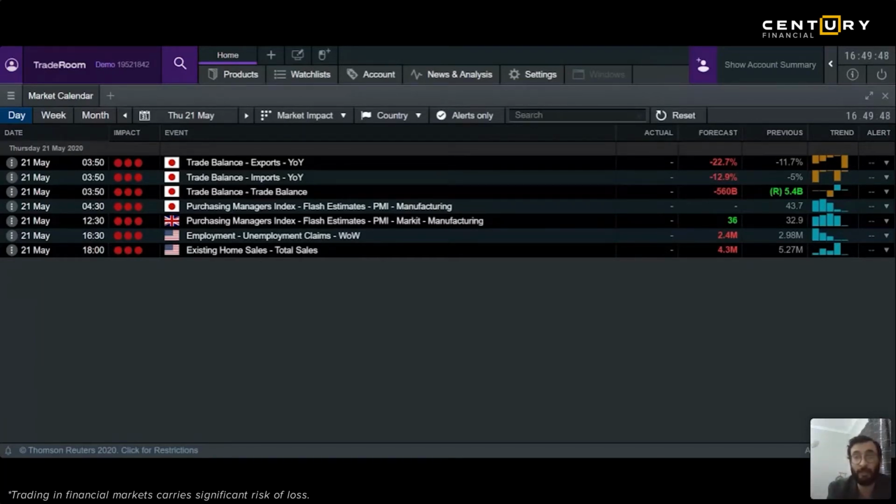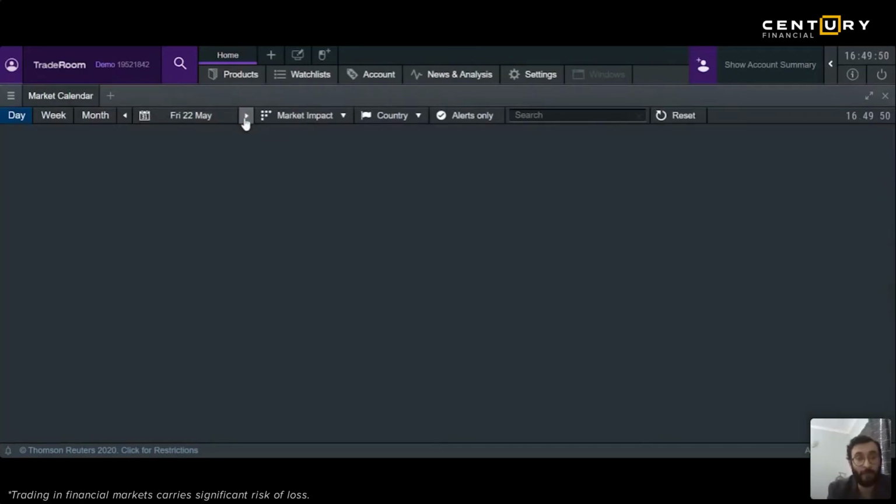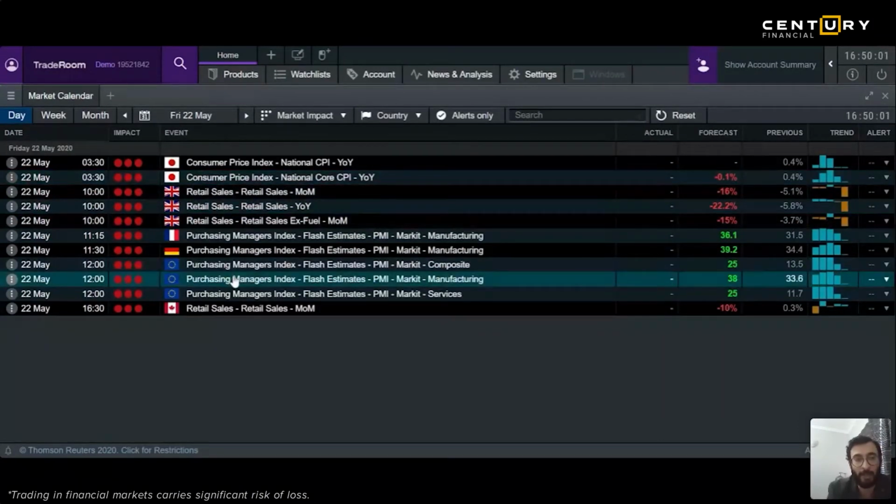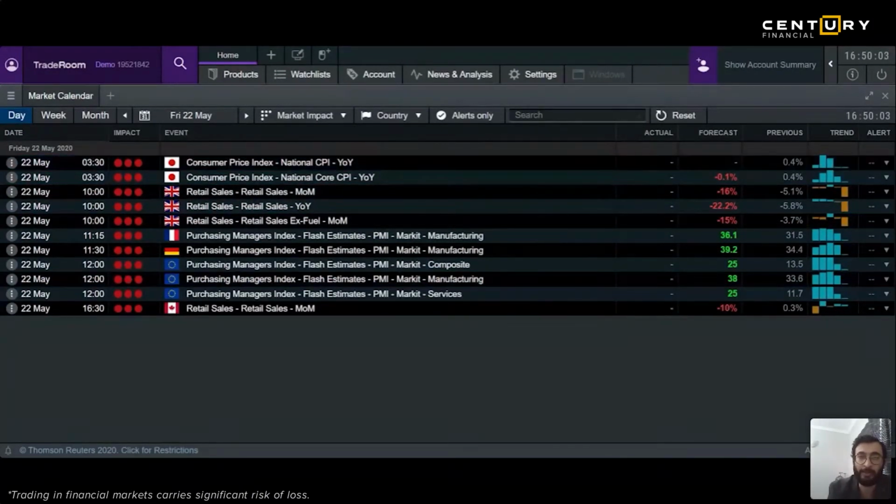Similarly, if you go on Friday, there is a lot of news on Friday also, something called Purchasing Manager Index, PMI data, which is manufacturing data. Then there is something called retail sales data, inflation of Japan. Most important data, guys, most important data, make a note of this.